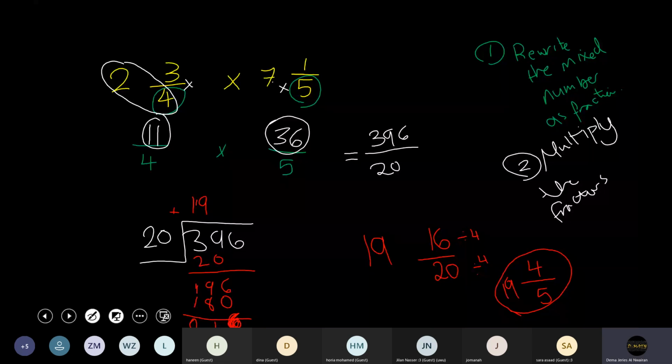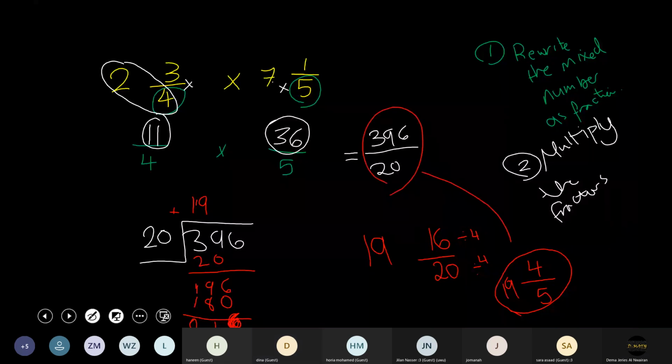So I will repeat. When you want to multiply mixed numbers, first step, you have to rewrite the mixed numbers as fractions. Second step, you have to multiply the fractions. After you multiply them, you want to see how you can simplify. Shall you divide the numerator and the denominator by numbers, or shall you rewrite the improper fraction as a mixed number?